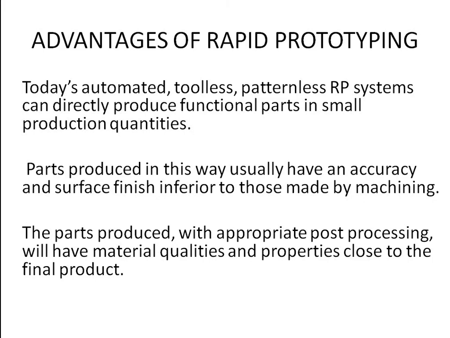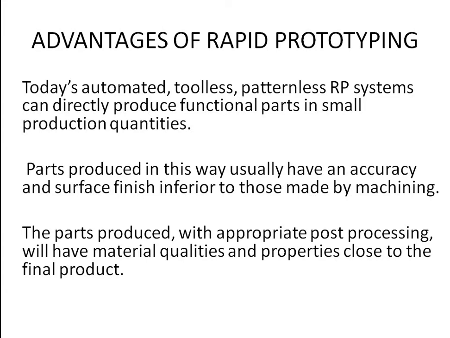Now coming to advantages and disadvantages, we go for the first advantage of rapid prototyping. Today's automated, tool-less, patternless RP systems can directly produce functional parts in small production quantities. Functional parts are those we can directly use for production, or make for application in machines. No need of any prototype for seeing or understanding the concept. We can use it as is, as a regular product. That is called the functional part, which performs a function, any type of function.